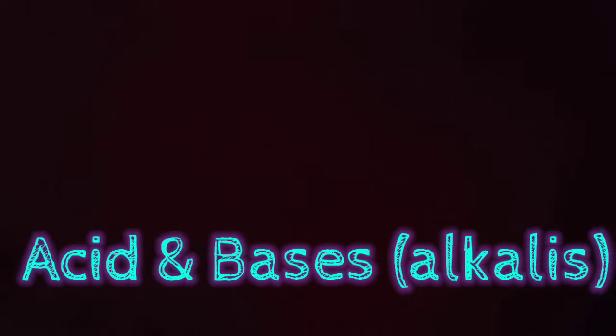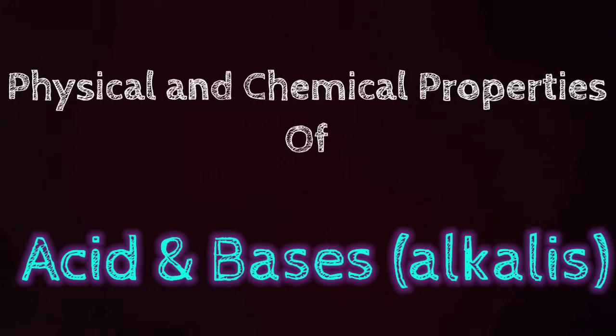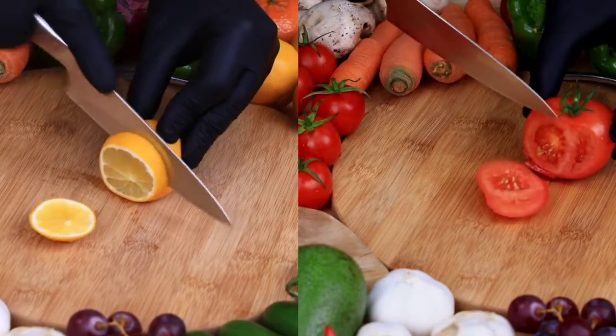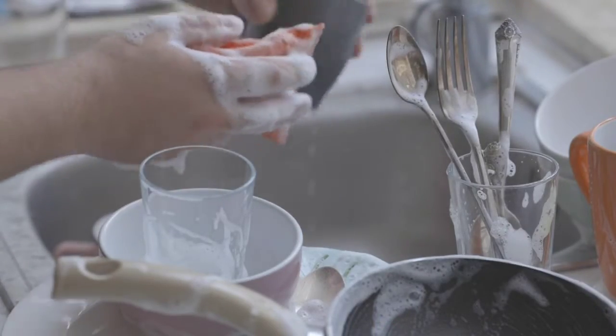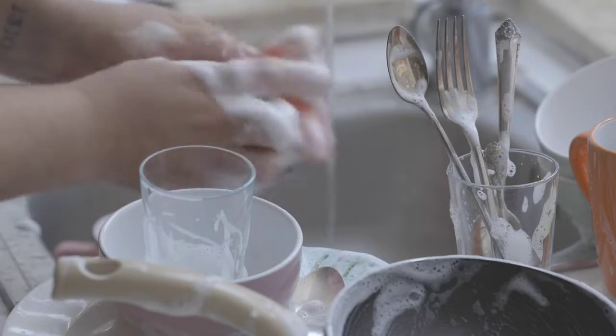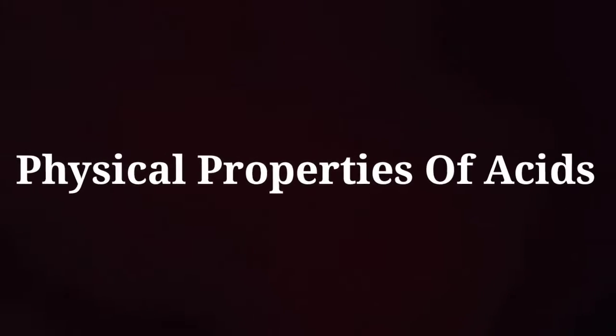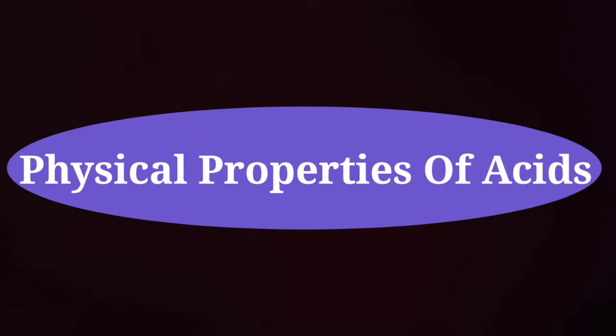Namaste students. Today in this video we are going to learn about the physical and chemical properties of acids and bases. Students, we are using these acids and bases regularly, but we don't know which acids they actually are, which bases they actually are. So for identifying these acids and bases, we just have to learn their physical and chemical properties. So let's start learning about the physical and chemical properties of these acids and bases.